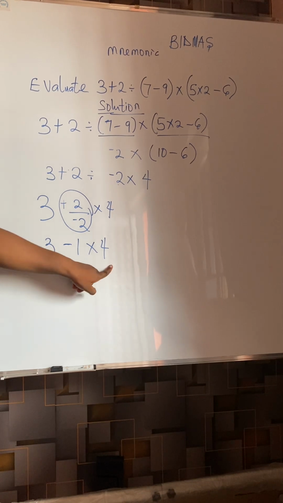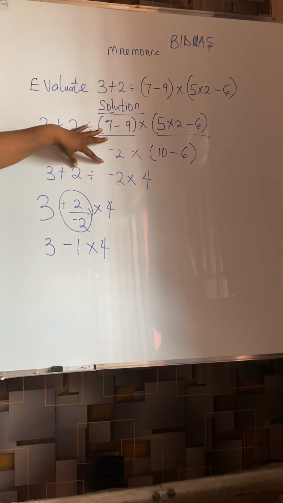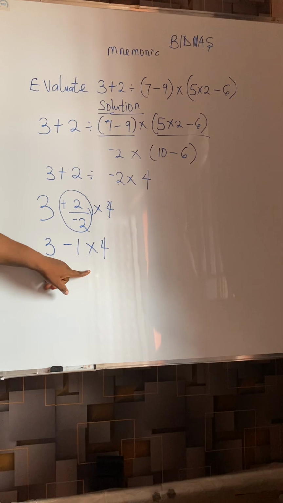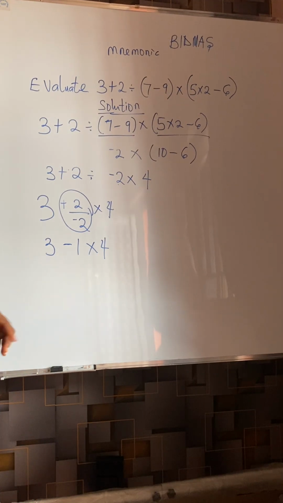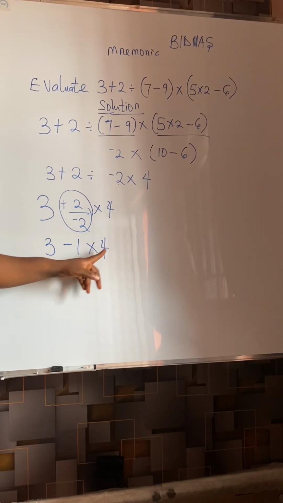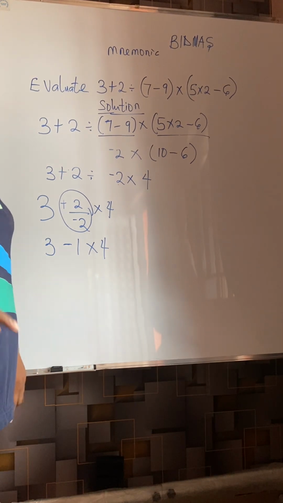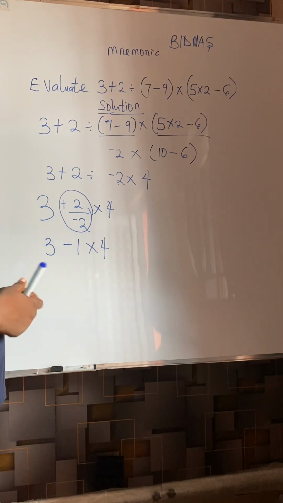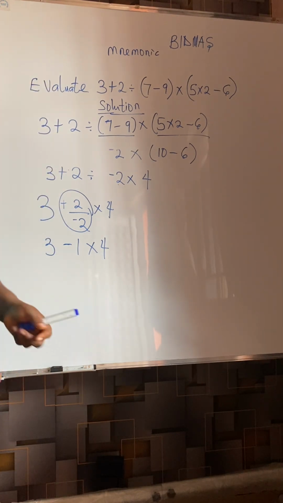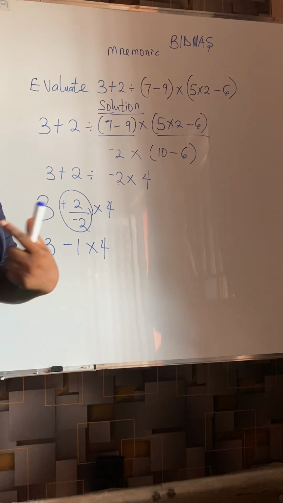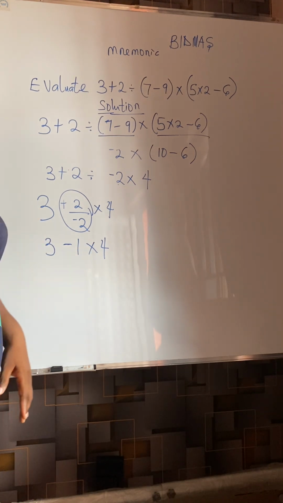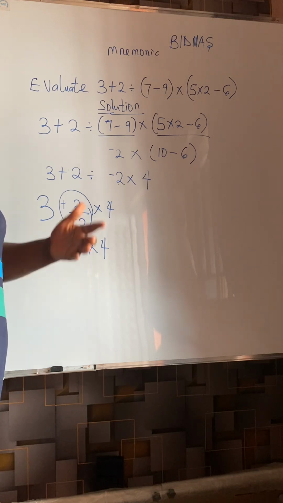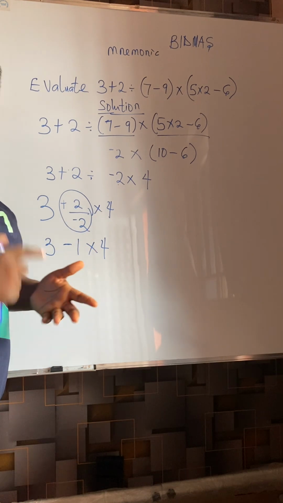minus 1 times 4. After division as an operation, the next operation is what? Multiplication. That means I'm going to multiply, so that you are not tempted to do 3 minus 1, 2, 2 times 4, 8. No, that will be wrong. Good. Because if this is coming as multiple choice, the way these examiners think, they will include minus 1 as your answer. They will also include 8 as the options. You will see minus 1 as an option. You will see 8 as an option.